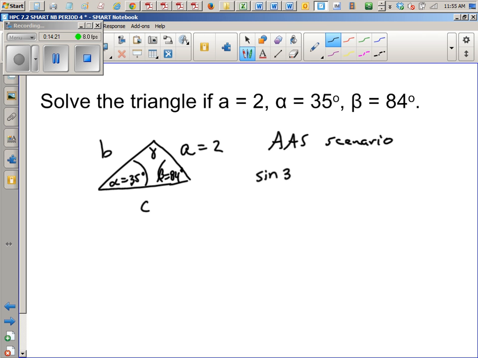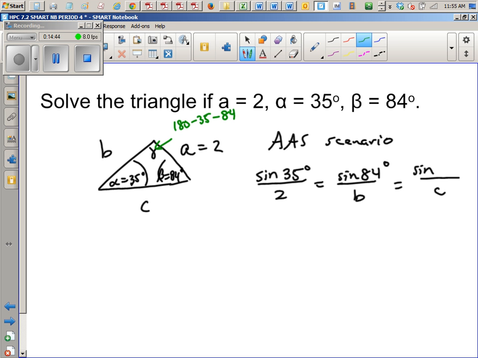Sine of 35 degrees over 2 equals sine of 84 degrees over B equals sine of the third angle over C. Well, the third angle is easy enough to find. It's just going to be 180 minus 35 minus 84. So what is 180 minus 119? 61. So I had to find that, but it wasn't hard. You've got everything you need to solve here.